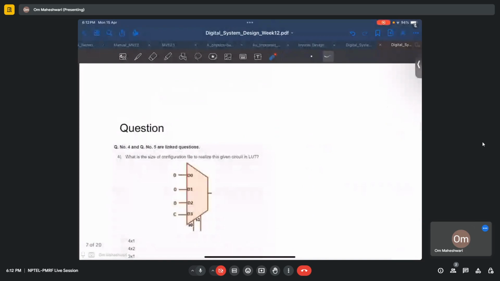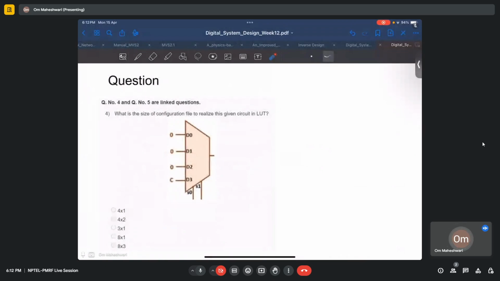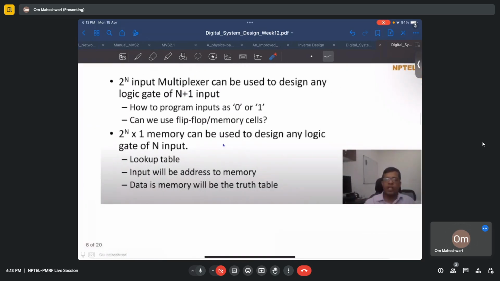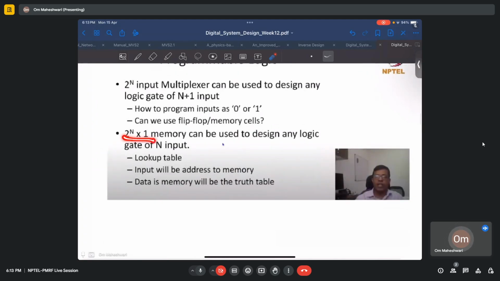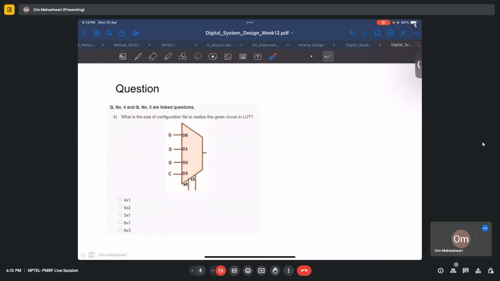Now the next question is, what is the size of the configuration file to realize this given circuit in lookup table? Again, we have this circuit where this mux has 3 variables, right? S0, S1 and C. For 3 inputs, we need a 2 to the power n cross 1 memory for n inputs. So this is 3 variables. We need 2 to the power 3 cross 1, which is 8 cross 1.